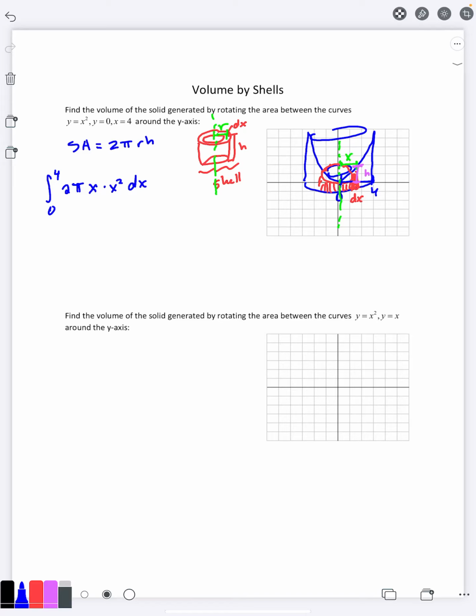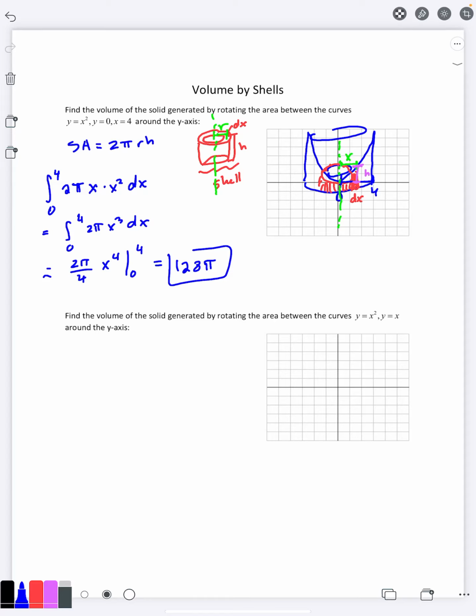So this works out to be x cubed there. So integrate that. It's going to be x to the fourth over 4 from 0 to 4. The 4 cancels, and you get 4 times 4 times 4 is 64, times 2 is 128 pi. So this would be the volume of that original shape, rotating it around the y-axis.